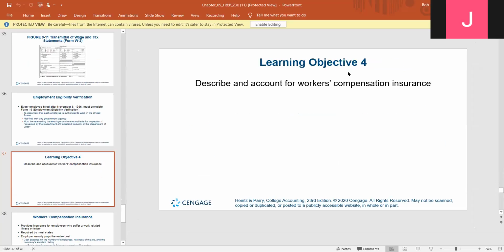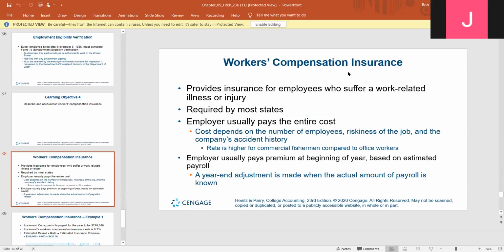Let's finish up describing an account for workers' compensation insurance, okay? Workers' comp, you've heard that before, workers' compensation insurance. Companies must carry a policy in case someone gets injured on the job. It's required in most states. The employer pays the entire cost.